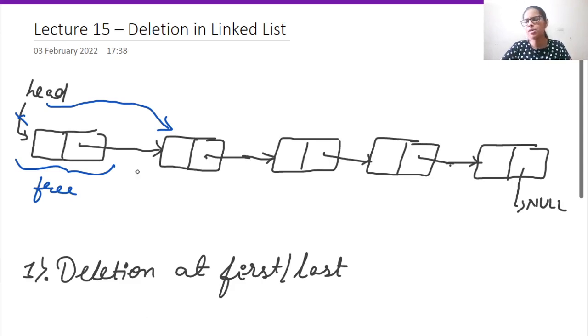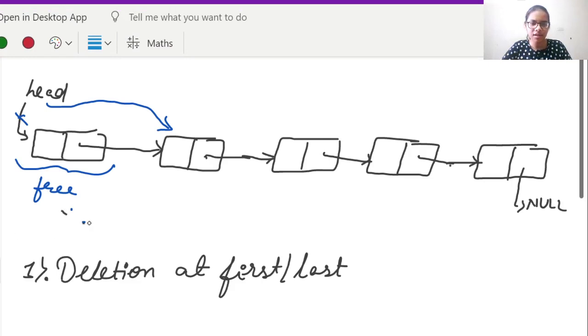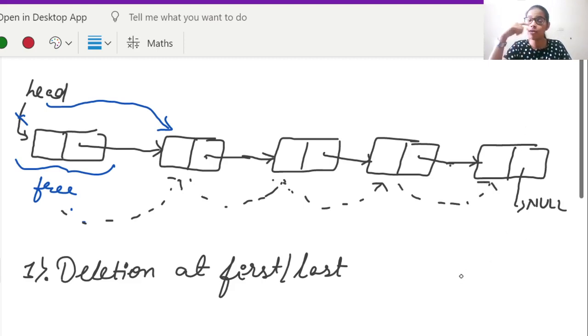Now what about deletion at last? We will run a while loop which will point to next, then it will point to next, then next, until next of a node is equal to null. Over here next of the node will be equal to null. And now over here we will do two things. Let me explain what we are going to do.